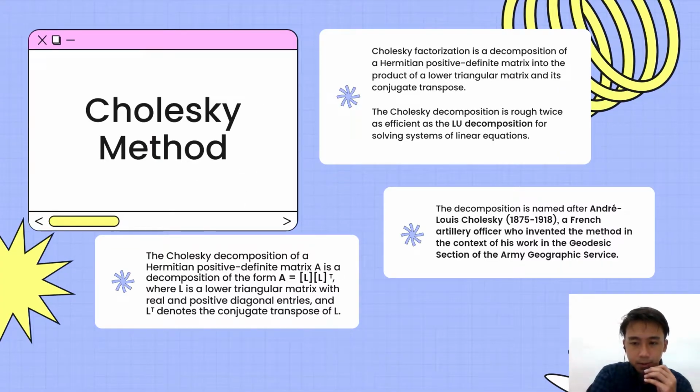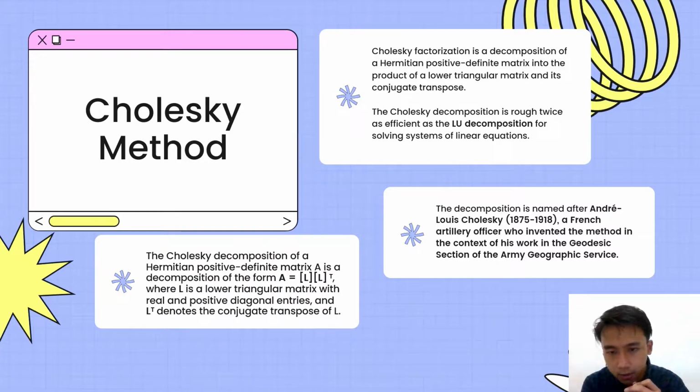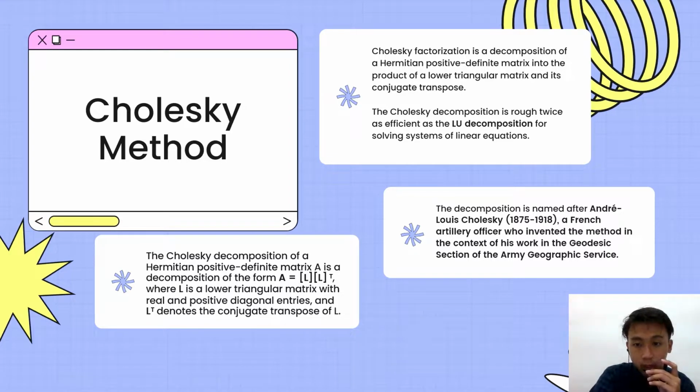Okay, now I will present to you about the Cholesky method. Cholesky factorization is a decomposition of a Hermitian positive definite matrix into the product of a lower triangular matrix and its conjugate transpose. Number two, the decomposition is named after André-Louis Cholesky, a French artillery officer who invented the method in the context of his work in the geodesic section of the Army Geographic Service.